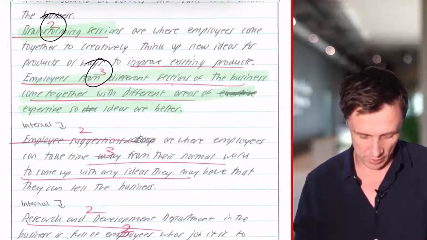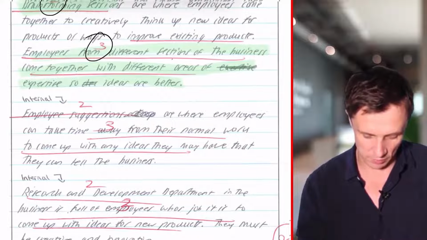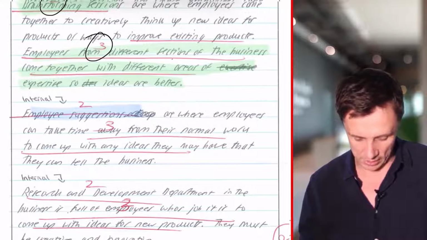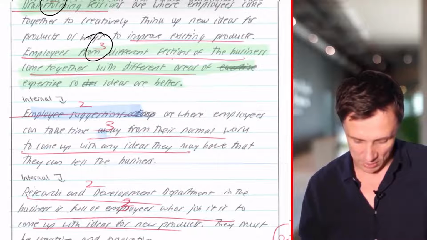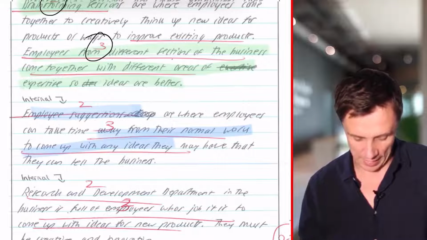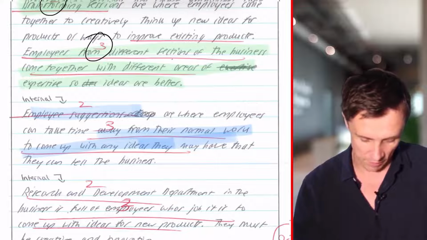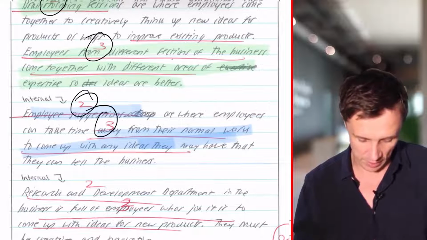Then we see the next one here is an internal source. If we go back here, internal suggestions. So employee suggestions take time away from their normal work to come up with any ideas they have that can help the business. Again, you see it there, very straightforward, 5 marks there.